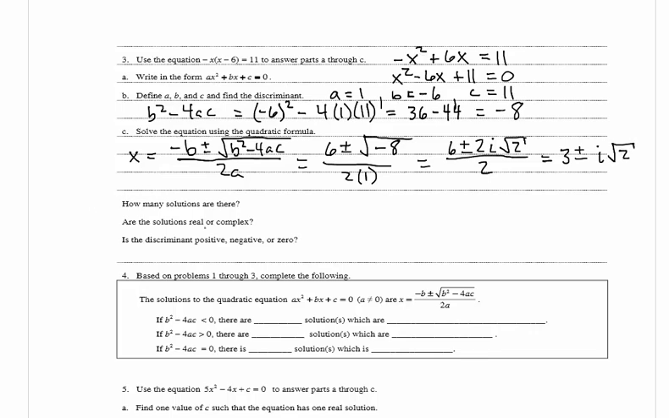And now they ask how many solutions are there? And there are 2 solutions. And then it says, are the solutions real or complex? And because of the i, our solutions are complex. And is the discriminant positive, negative, or 0? And our discriminant was negative.